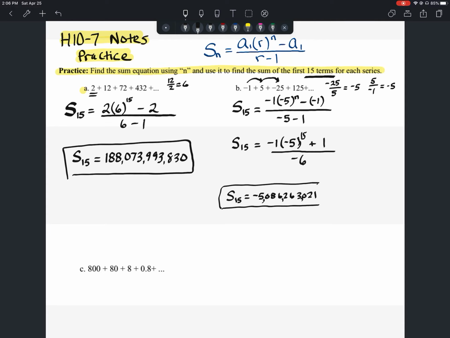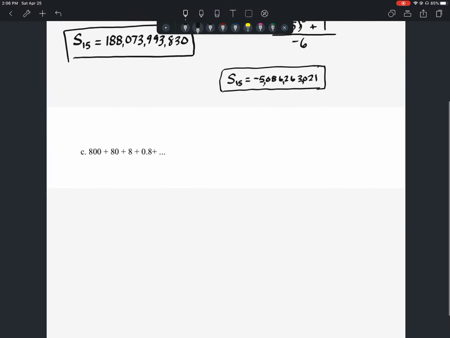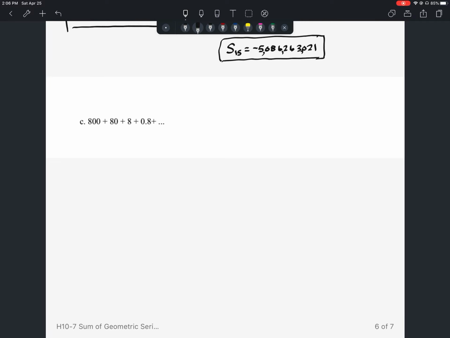All right, so the third one here. Notice our series is getting smaller. So let's see what happens with this one. Same thing here. We're going to find the sum of the first 15 terms. The sum of the first 15 terms is going to equal our first term. Notice we don't have the formula to look at right now, so hopefully you're able to figure this out. We take a term and put it over its preceding term. 80 divided by 800 would be the same thing as 1/10. So we're multiplying times 1/10 to the power of n minus 800, our first term, over 1/10 minus 1.